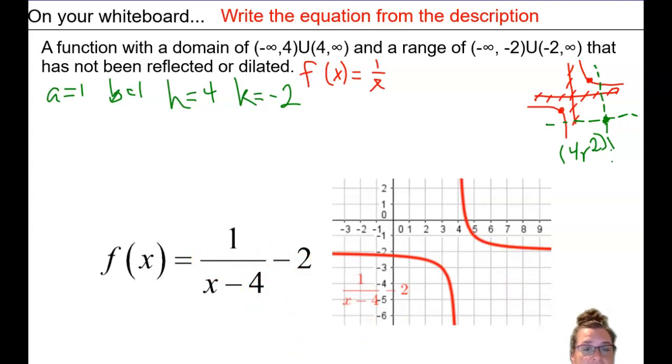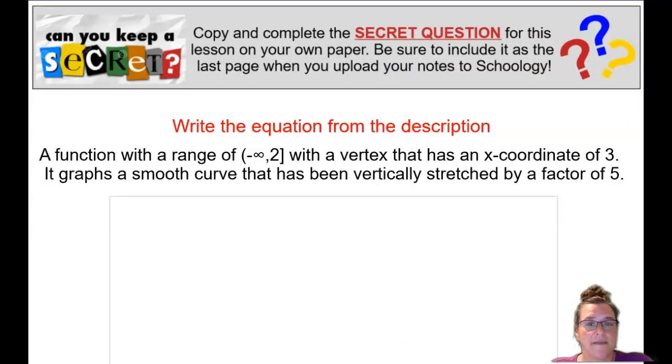And that produces this graph right here, where we have a vertical asymptote at x equals 4, horizontal asymptote at y equals -2, and then the anchor points for this graph are going to be here at 5, -1, and at 3, -3.